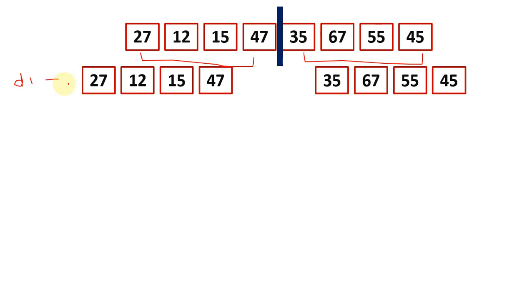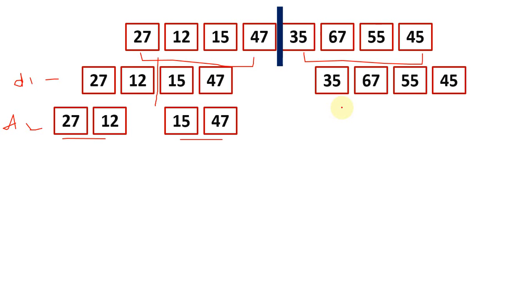Okay. So next, this first divide. With the first division, you will find 27, 12, 15, 47 in the first list, and 35, 67, 55 and 45 in the second. So in divide and conquer, we will go with another division. Here, this is the middle, isn't it? So this is sub 1, this is sub 2. So 27 and 12 is another sub list, 15 and 47 is another list. Next, similarly here, 35 and 67 is one list, and 55 and 45 is another.